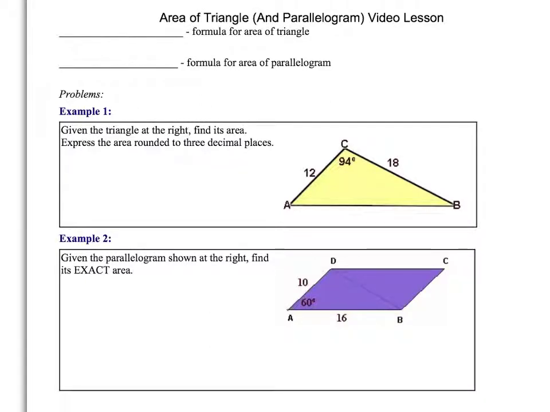Today we're going to talk about the area of a triangle and a parallelogram. You know the formula for area of a triangle is 1/2 base times height. That's only if you have a right triangle. If you don't have a right triangle, you have to use this other formula instead.